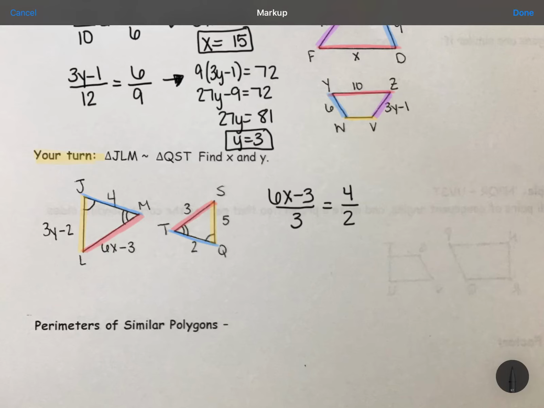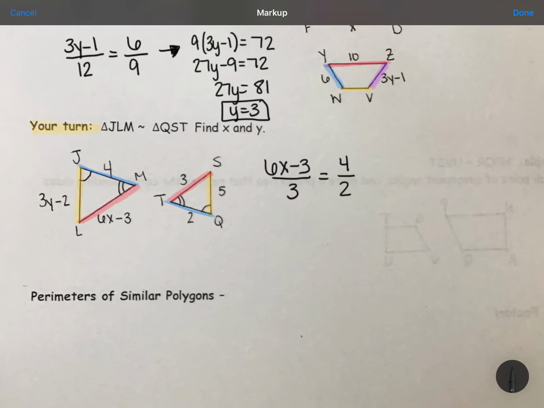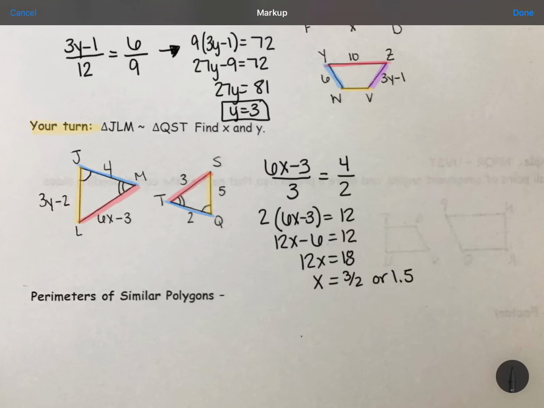Again, I'm a very visual person. Colors help me out a lot, and maybe they will you too. All right, distribute. You get 2 times 6x minus 3 equals 12. 12x minus 6 equals 12. Add the 6, gives you 18. Divide by 12, and you get a fraction of 3/2 or 1.5. They both mean the same thing. So that is what x is.